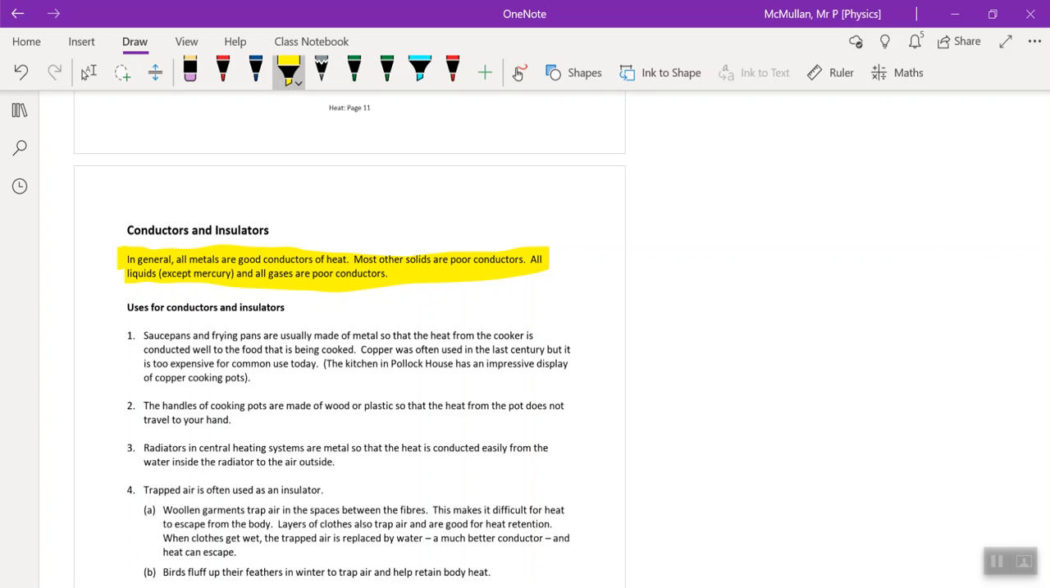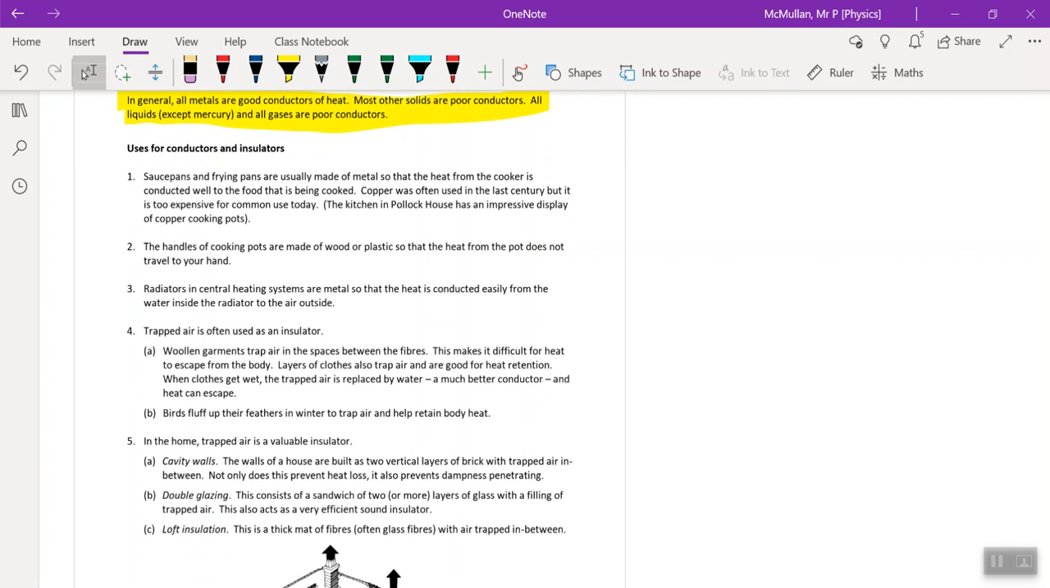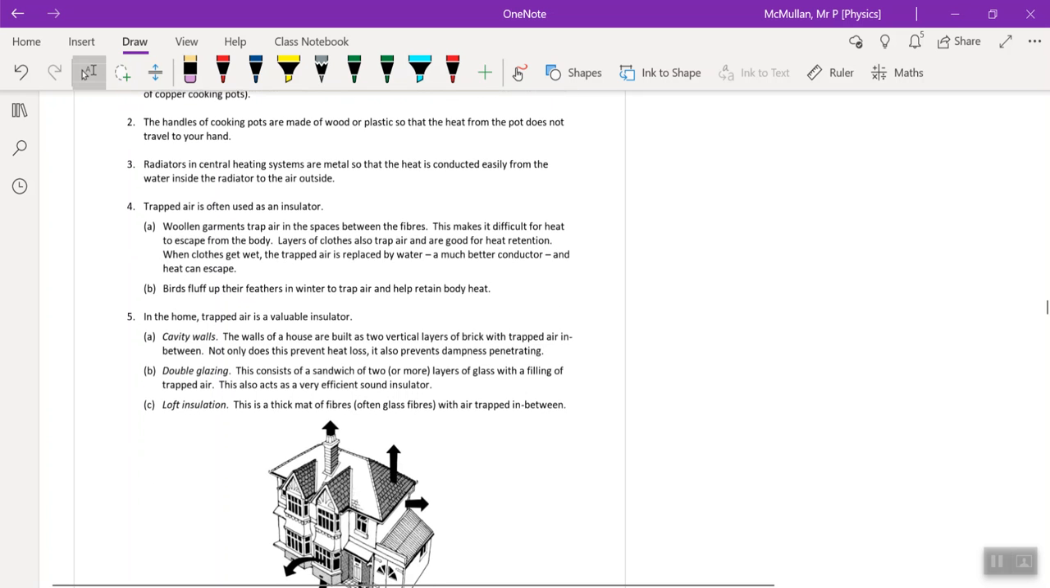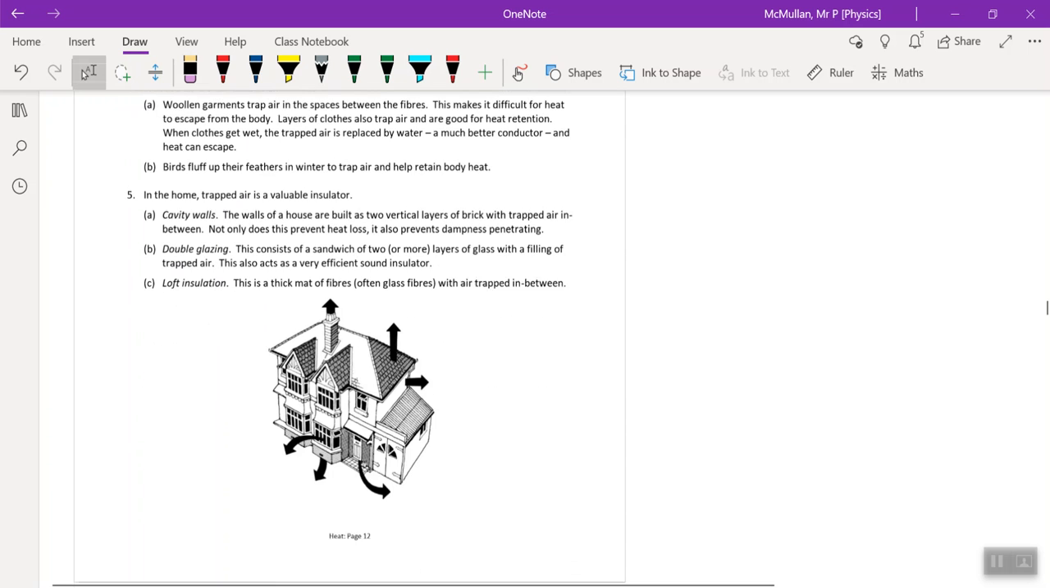Where do we use these? And there's some examples here. At home, if you have a pot, you will notice the pot is made with a plastic handle so the heat doesn't come through to your hand. Radiators are made of metal so the heat can be conducted from inside to the air outside.